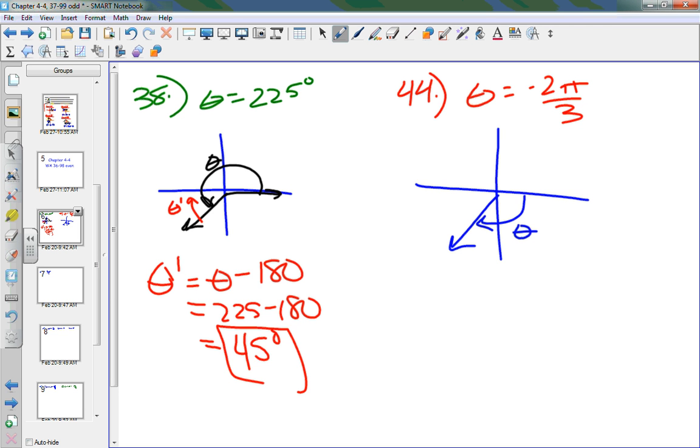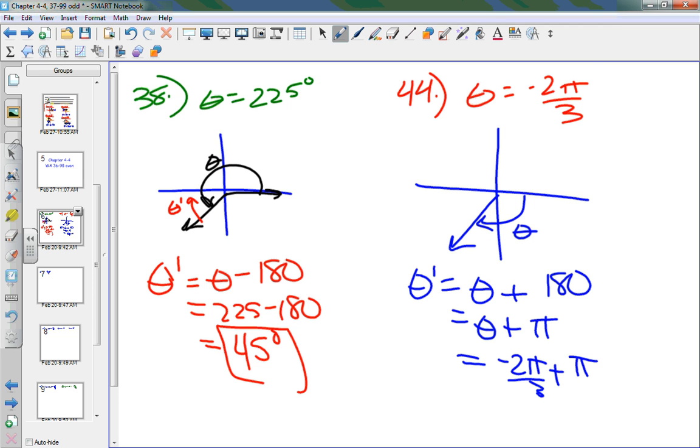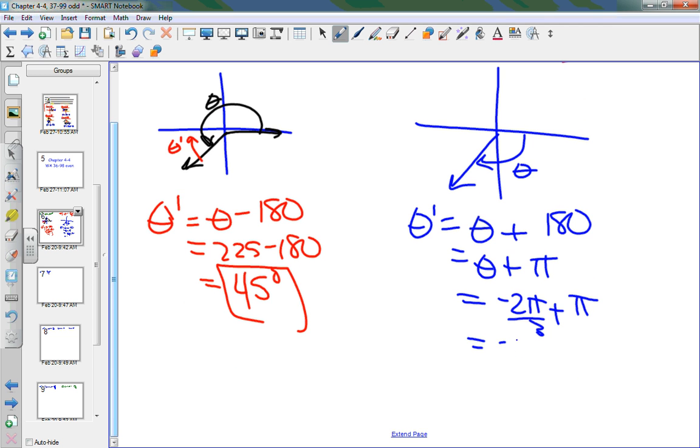When we have a negative angle, what are we actually doing? We're going to do the opposite. So theta prime is going to be equal to theta plus the 180. In this case, it's going to be theta plus pi. We understand that. Why are we doing theta plus pi here? Because it's in radians, not degrees. But why am I adding this time? Because your theta is a negative angle. It's negative 2 pi over 3 plus pi to give me what? Negative 2 pi over 3 plus 3 pi over 3 to give me pi over 3.